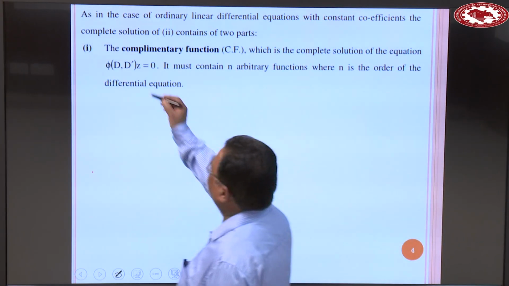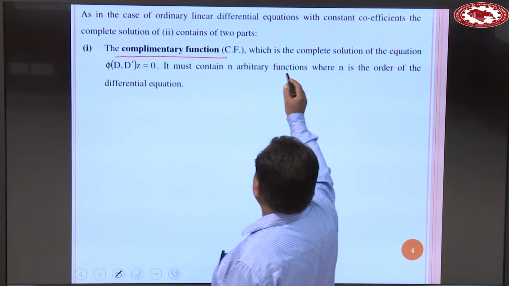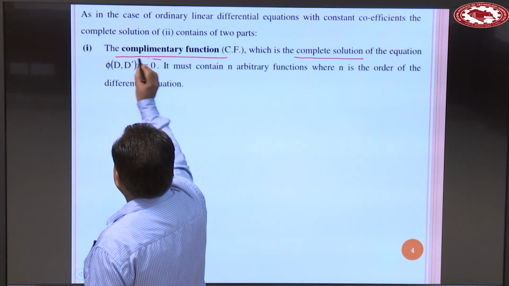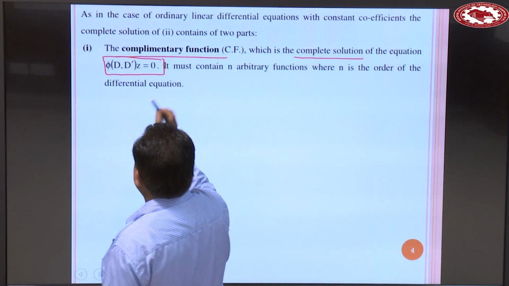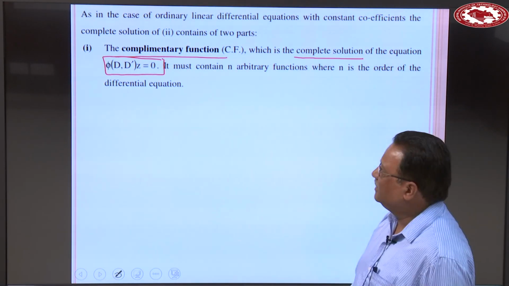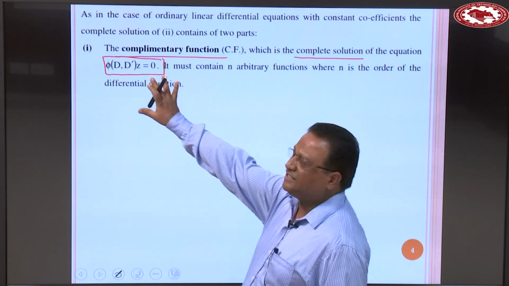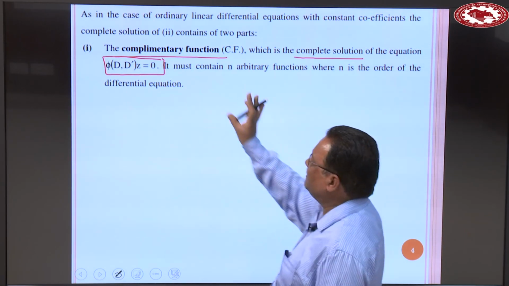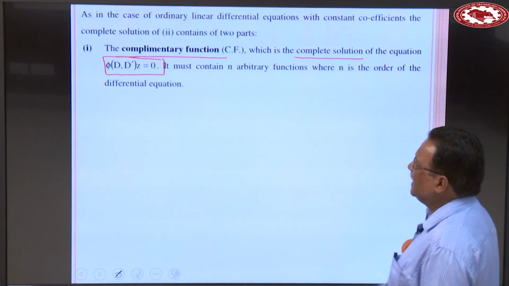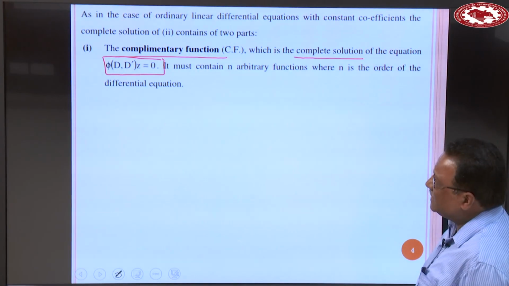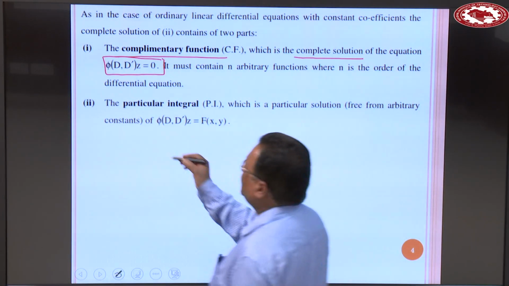So what is the complementary function? The complementary function is the complete solution of the equation phi d dash z is equal to 0. The complete solution of this differential equation is the complementary function, and it must contain n arbitrary functions where n is the order of the differential equation. And the second one is the particular integral, meaning particular solution.